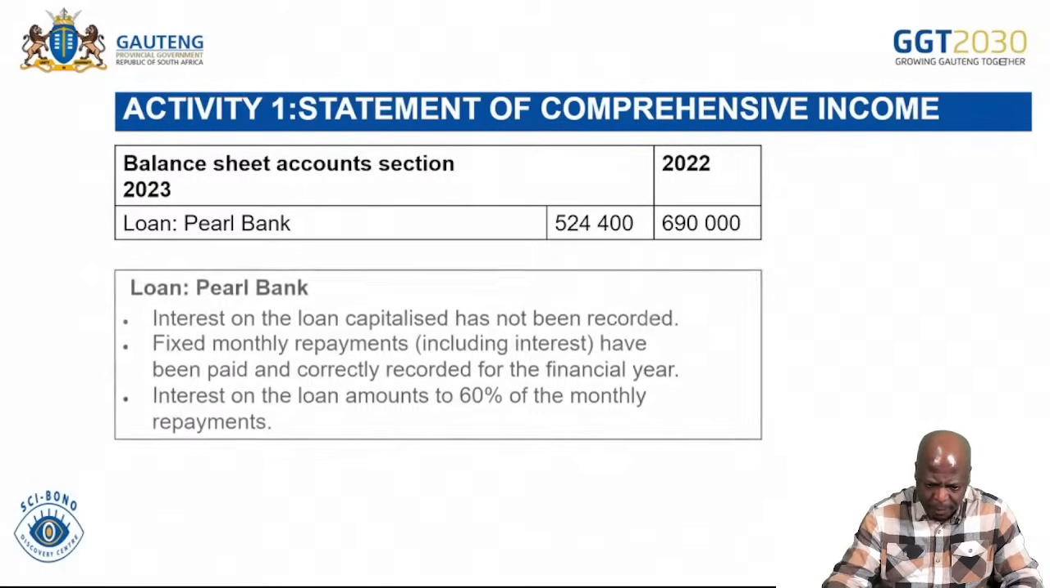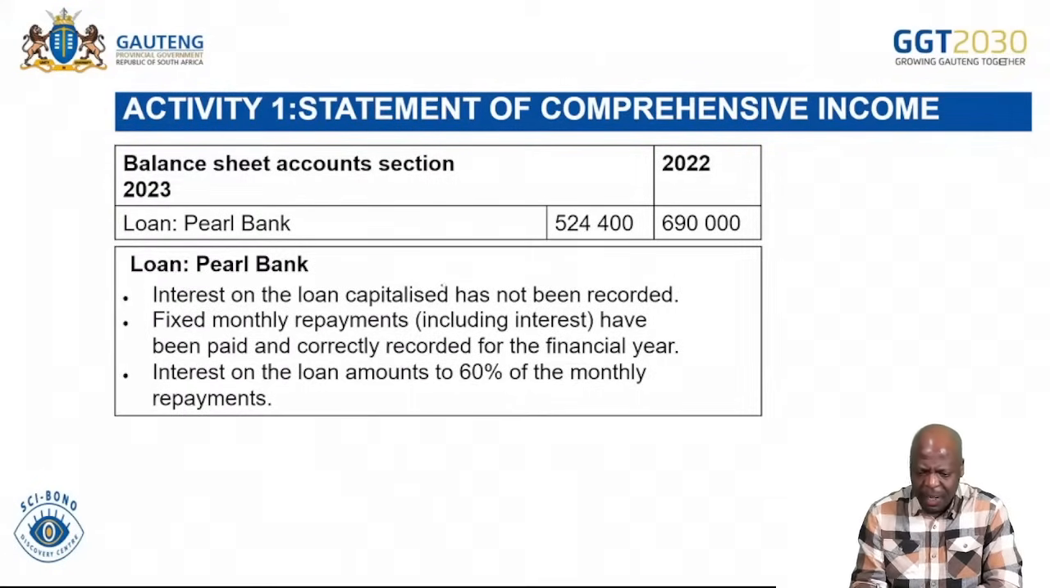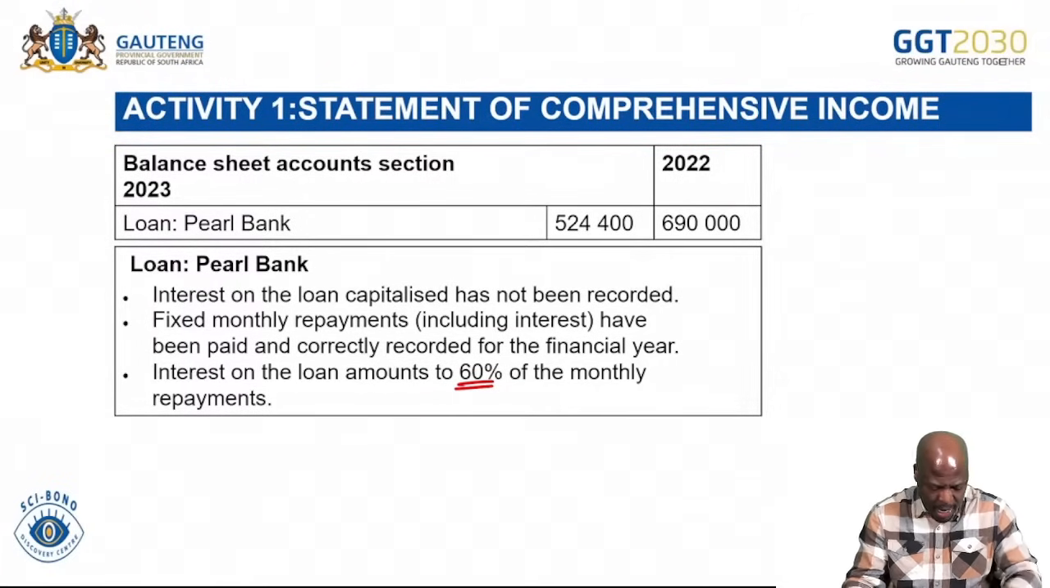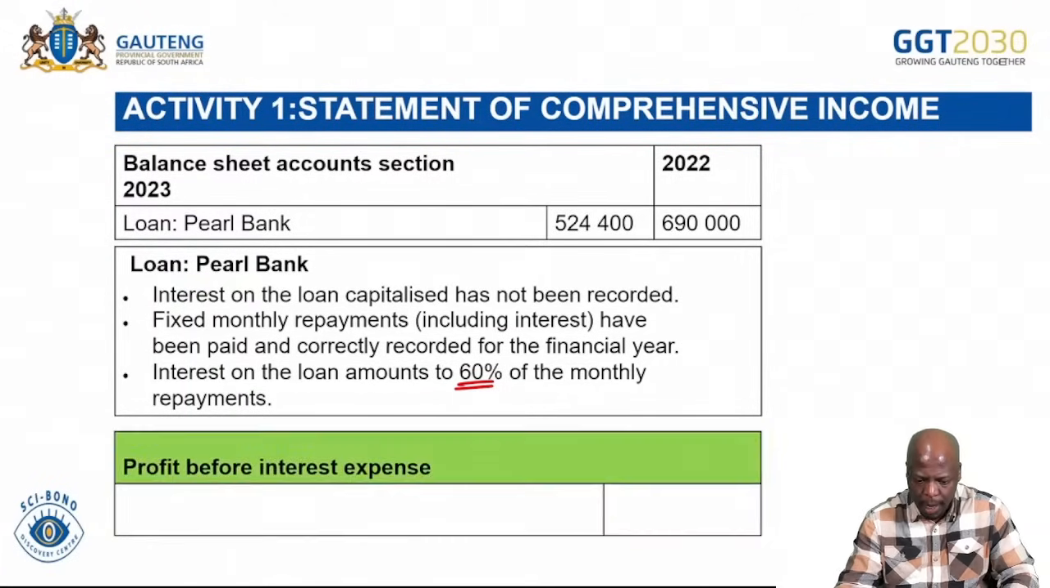Loan from Pearl Bank. Interest on the loan is capitalized. It has not been recorded. Fixed monthly repayments, including interest, have been paid correctly and recorded for the financial year. Interest on the loan amounts to 60% of the monthly repayments. What is that now? Okay, let's see. So we're going to record that one. Profit before interest.